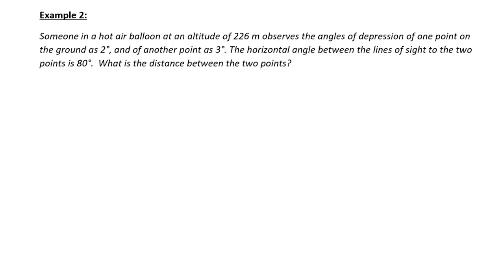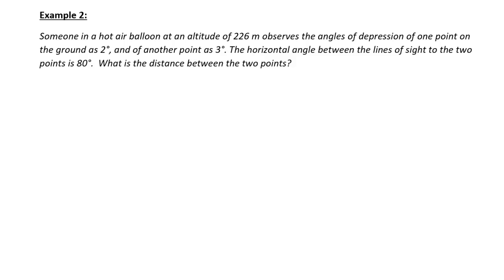It says, someone in a hot air balloon at an altitude of 226 meters observes the angles of depression of one point on the ground as 2 degrees and of another point as 3 degrees. The horizontal angle between the lines of sight to the 2 points is 80 degrees. What is the distance between the 2 points? So let's deal with this one piece at a time.